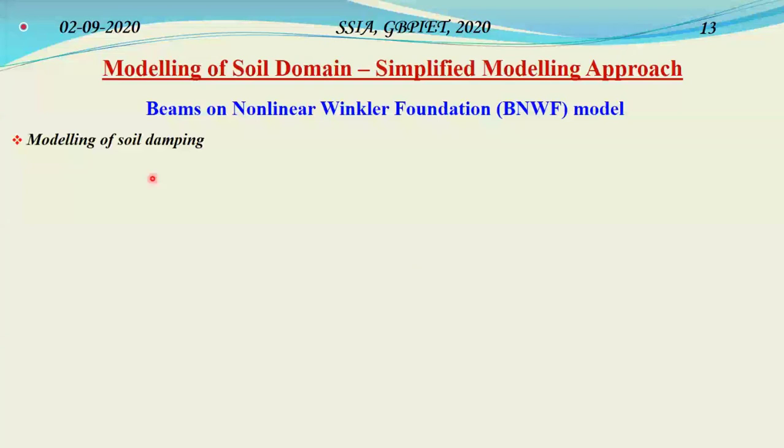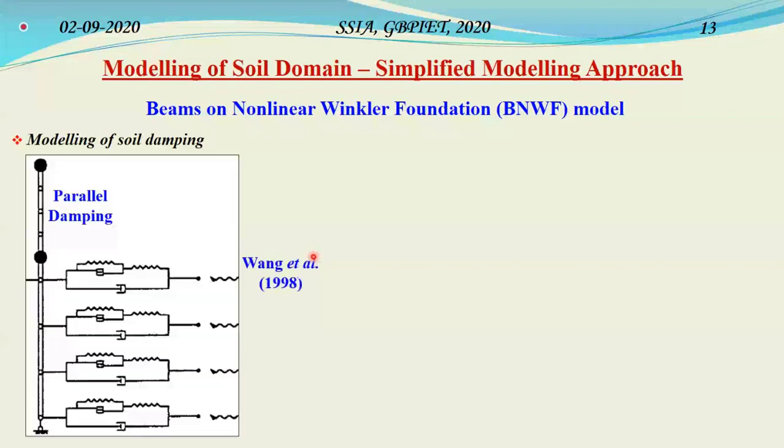Now, in order to model this soil damping in the BNWF approach, there are two specific ways by which we do this modeling. One is called a parallel damping model. On the left hand side, this is the beam column element representing the pile. This is the beam column stick element representing the superstructure.